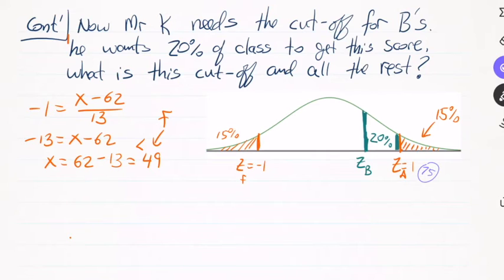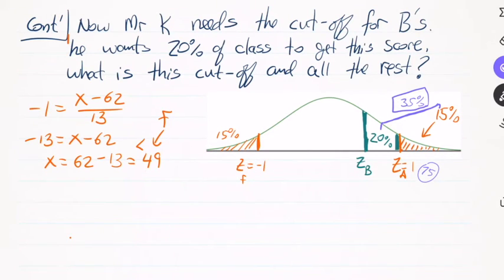All right, so then I want to find the B's. Now he wants 20% of the class to get B's, but that's not the top 20% of the class, it's just 20% of the class. But it is going to be right next to the A's. So to find the percent, we're going to have to take these two numbers and add them together, so that's 35%. So that's what I need to look at the table.